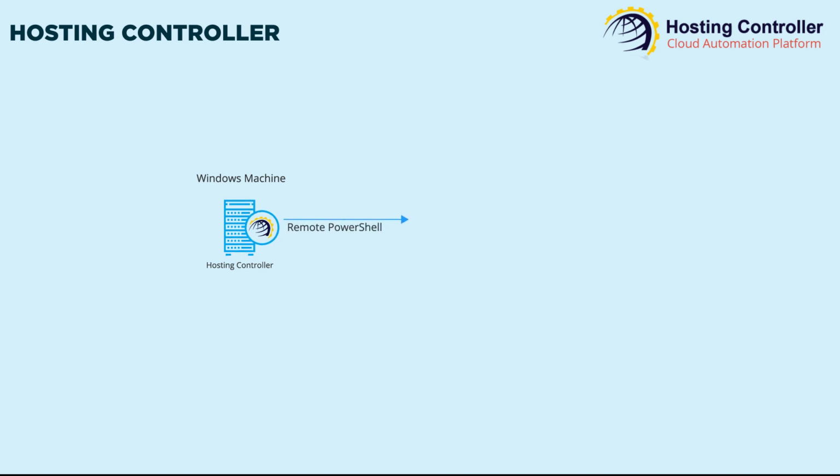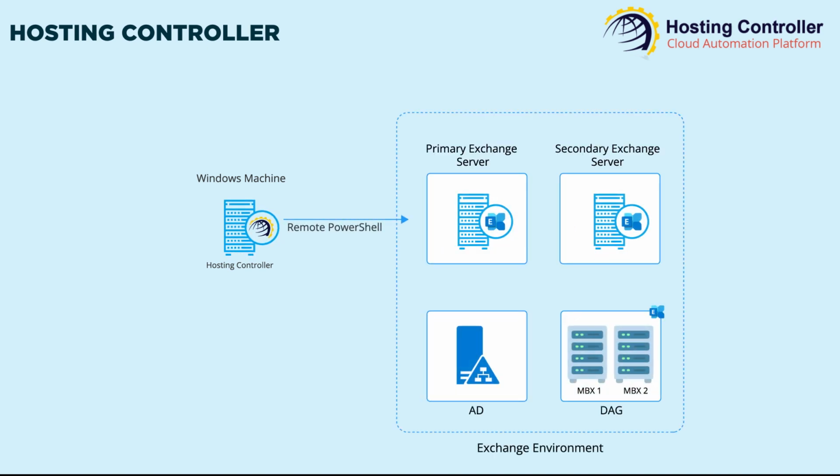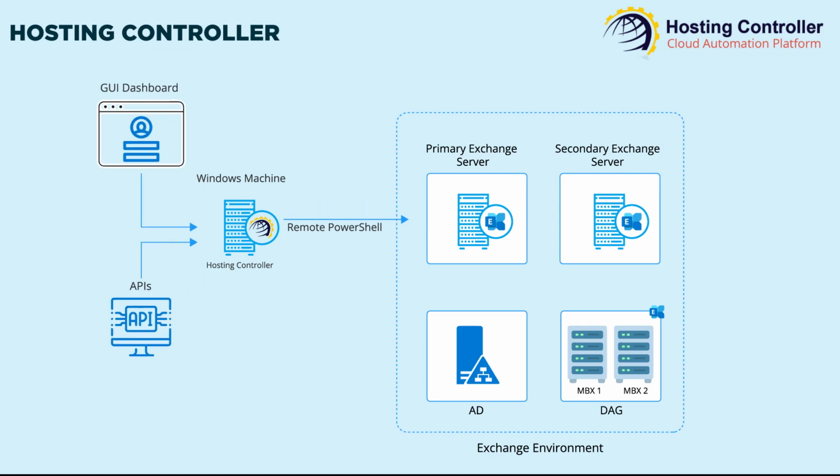The control panel is installed on a separate Windows machine and connects to the application cluster through the respective control interface. In the case of Microsoft Exchange, it connects to the primary Exchange server through remote PowerShell.